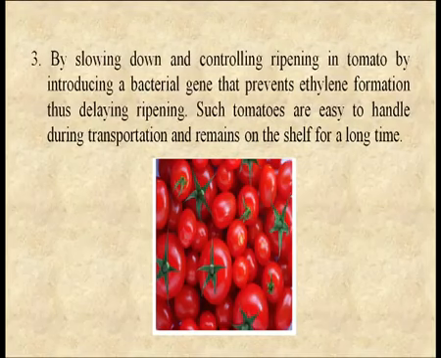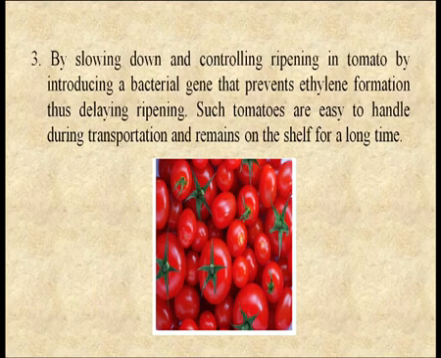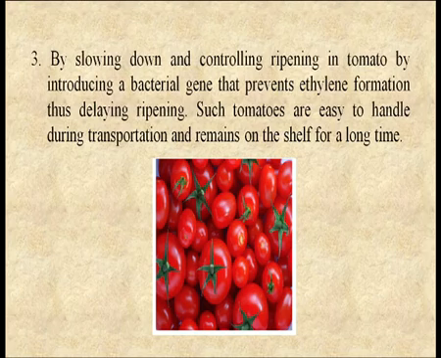Next is slowing down and controlling ripening in tomato by introducing a bacterial gene that prevents ethylene formation, thus delaying ripening. Such tomatoes are easy to handle during transportation and remain on the shelf for a long time.